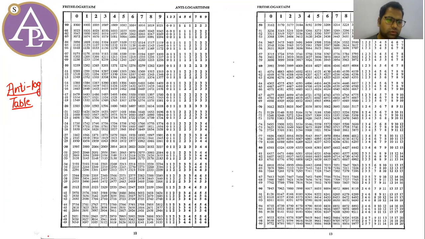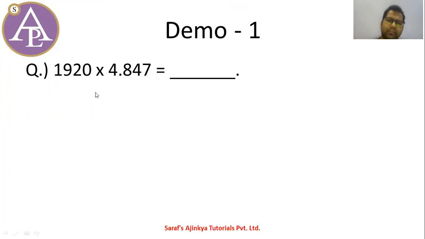Correct. So let us take an example. In this example, we want to multiply 1942 with 4.847. So my first number is 1942. For this 1942, I want to find the log.